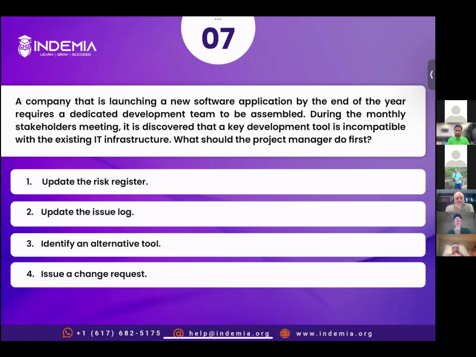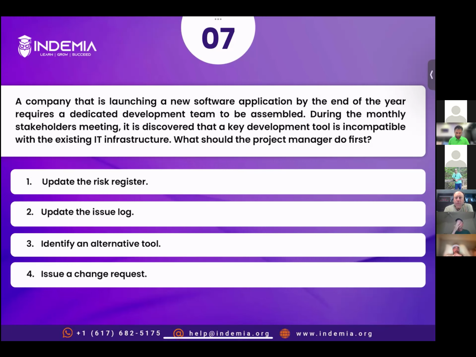Identify an alternative tool or issue a change request. These are actions. So before you take the action, the very first thing that you do whenever there is an issue, you update the issue log. First, you will be documenting the issue, then you will be doing the analysis and evaluation. So this is the process. Once you update, then you do the evaluation and you come up with an alternative. Then you will be raising a change request. So 2, 3, 4, that would be the sequence. Update the issue log, find an alternative, then issue a change request, right? So 2, 3, 4 would be the order.